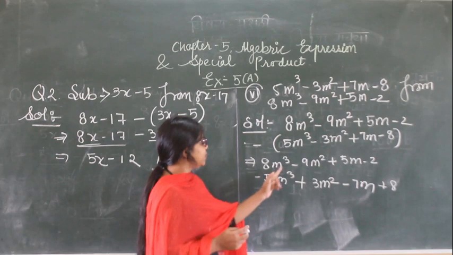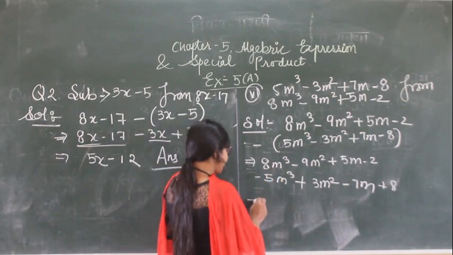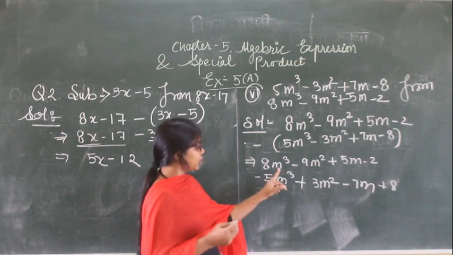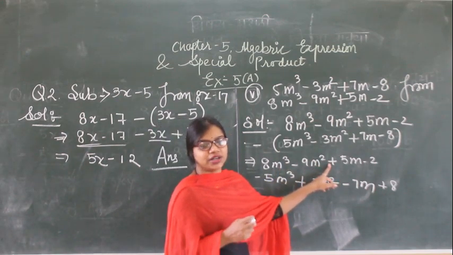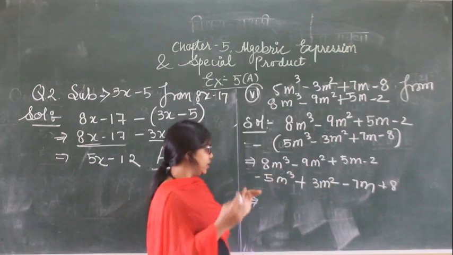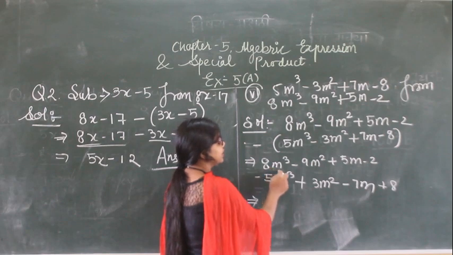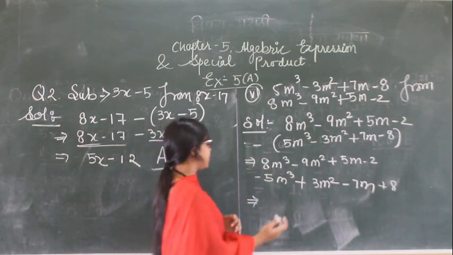So 8m cube minus 5m cube. You cannot subtract m cube from m square because these are not like terms. In this case you have to subtract the like terms only. So 8m cube minus 5m cube, both are like terms, so I can subtract this.